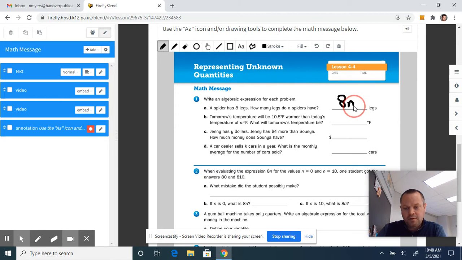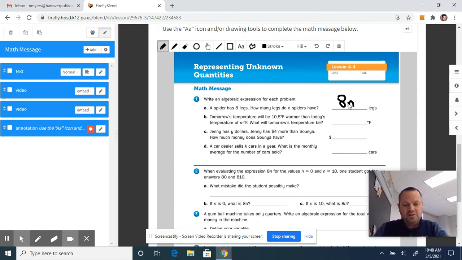Now, when working with algebraic expressions, anytime that you have a number and a letter together, smashed together like we do right here, 8n, with nothing in between, that means multiplication. So this would be 8 times n. Even though there is no times symbol, it is understood that when you have a number and a variable put together, that represents multiplication. So letter A is 8n.